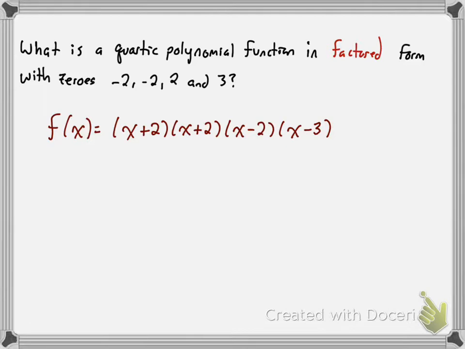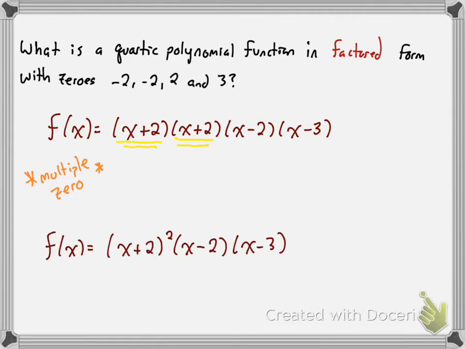What's interesting here is that since I have 2 parentheses that are the exact same, x plus 2 and then x plus 2 again, that 0 occurs multiple times. So we can rewrite this equation as f of x equals x plus 2 squared times x minus 2 times x minus 3, since x plus 2 appears twice and I'm multiplying it together twice. When this kind of situation happens, we say that that 0 has a multiplicity of however many times it occurs. So here I would say -2 is a 0 of multiplicity 2. That just means that 0 appears twice in the equation.